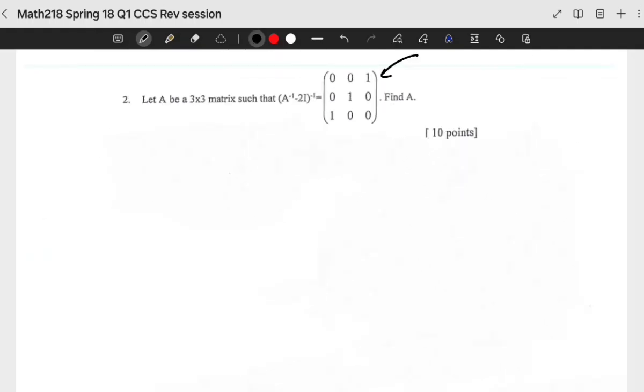For problem 2, let A be a 3 by 3 matrix such that A inverse minus 2i, the inverse of all of that, is equal to this matrix. Find A.